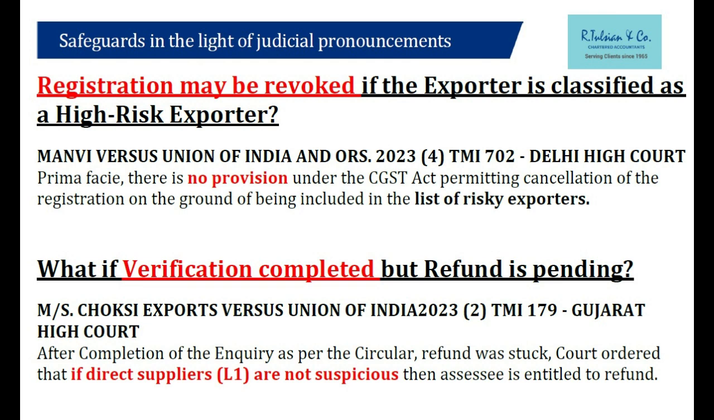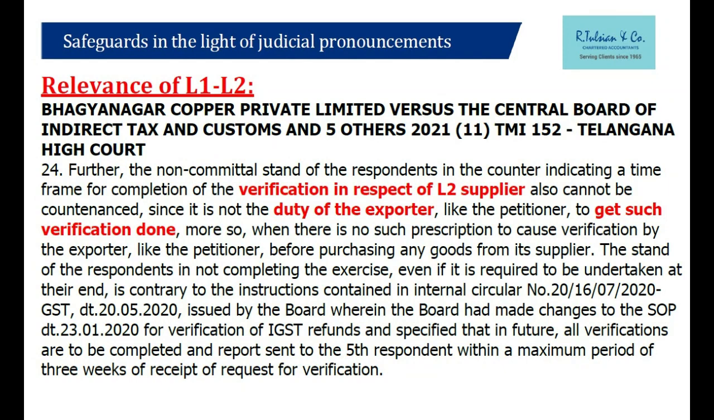But my immediate supplier L1, he is genuine. You have done the verification in 14 days, 14 months also you do. But if you have verified the legitimacy, genuineness of my immediate supplier L1, please release my refund. Why are you waiting? This particular case law, Choksi Exports, hundreds of case laws are like that. They mentioned if the direct suppliers are not suspicious, please release the refund. Am I responsible to check the genuineness of L2, L3, L4, L5, L6?